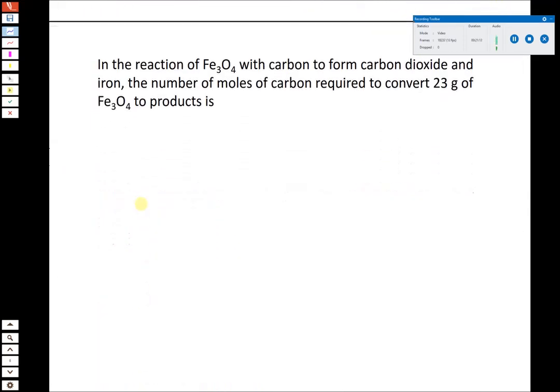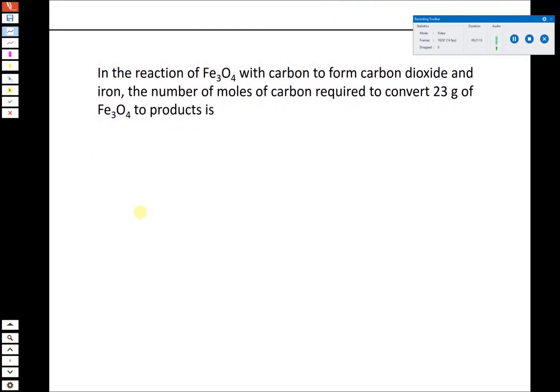Next variation on this one is we're going to start dealing with masses now. So Fe3O4 plus carbon to form carbon dioxide and iron. So again, words to translate into a chemical equation. So the number of moles of carbon required to convert 23 grams of iron oxide to products is, so let's see, we're given grams, and we're looking for moles. So this is going to be a mass to mole conversion. We're trying to keep track of what type of problem it is.